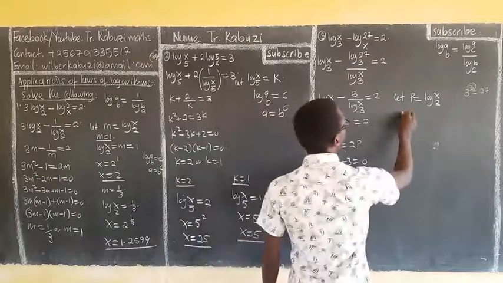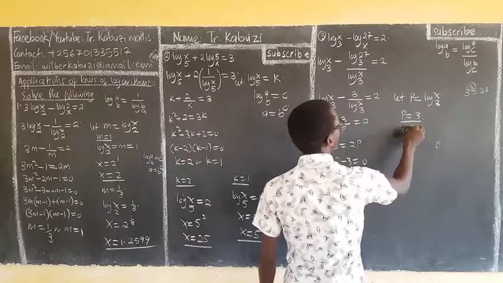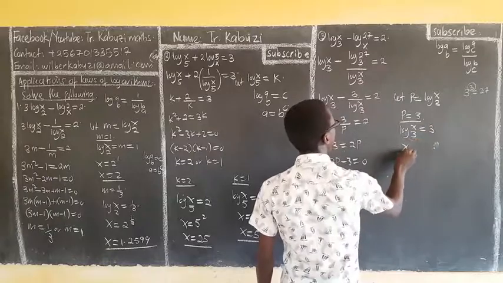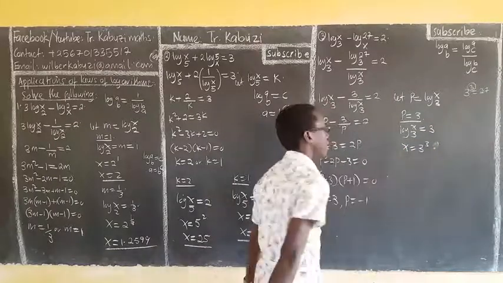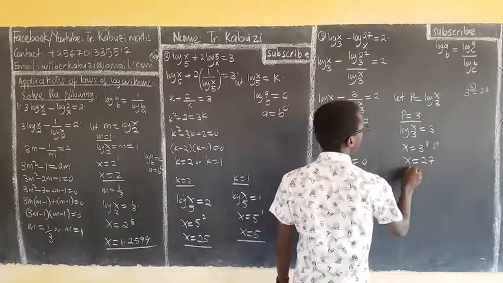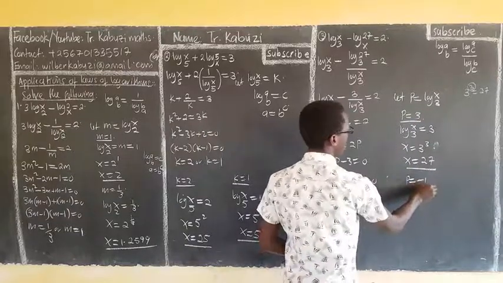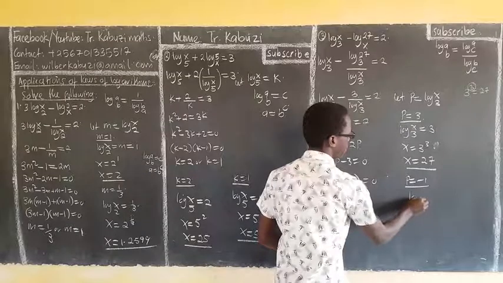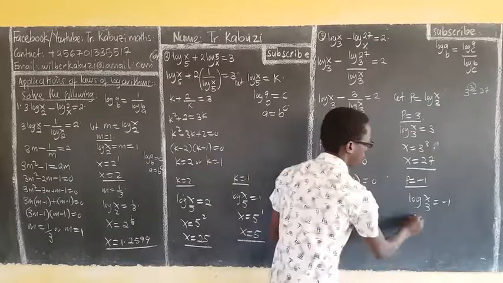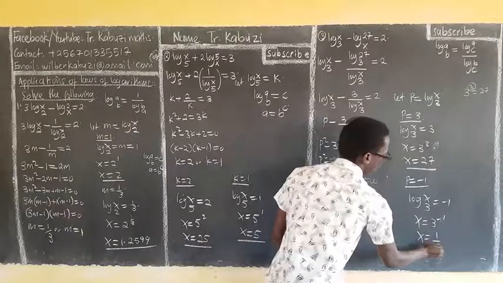So when p is equaling to 3, from here you have now your log x base 3 equaling to 3. This will be now x equals 3 to the power 3, which is 27. And then when p is equal to negative 1, when you take it up, your x will be 3 power negative 1.